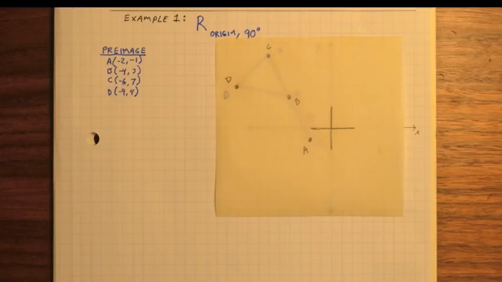So with your tracing paper, place the paper over top of the pre-image, trace the points, and then also trace where the origin will be. In other words, trace out just a couple of points at the 0, 0 place.